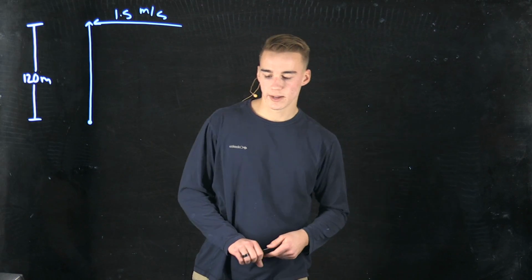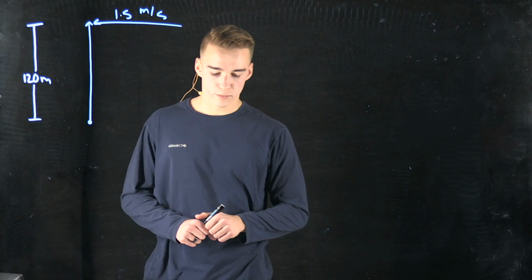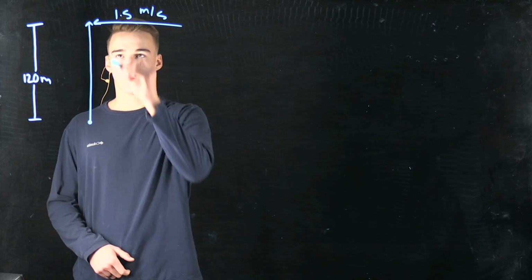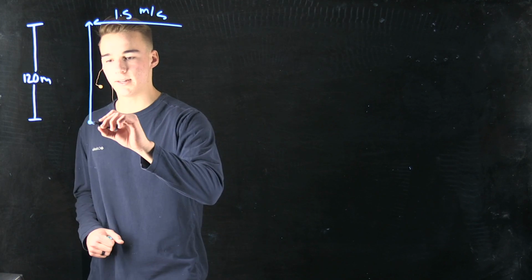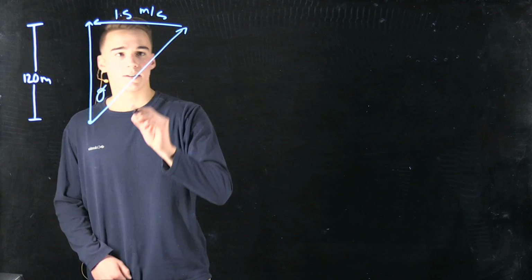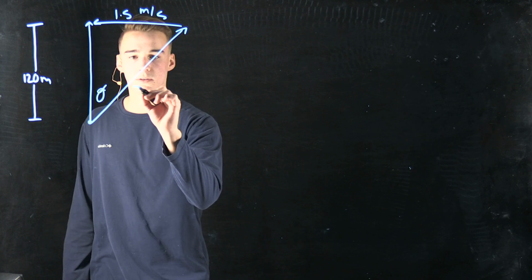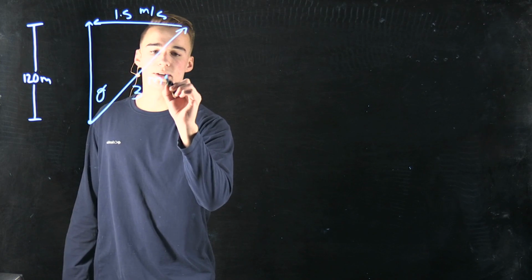So we focus on part A. We know we have this west current of 1.5 meters per second. If we want to go straight across the harbor, we're going to need to paddle at some angle theta to counteract this west current. So we know that she can paddle at 3 meters per second.